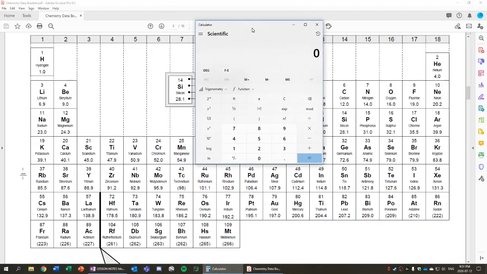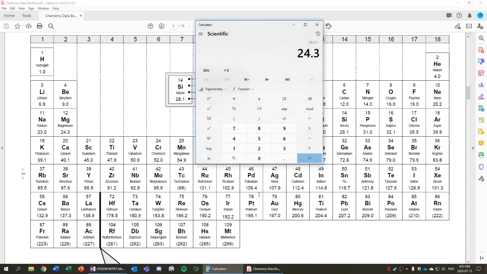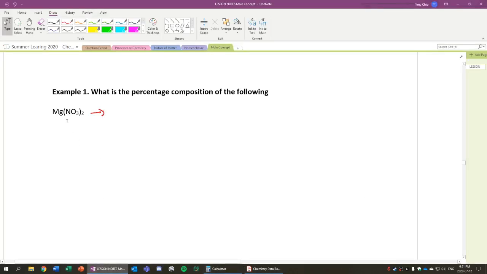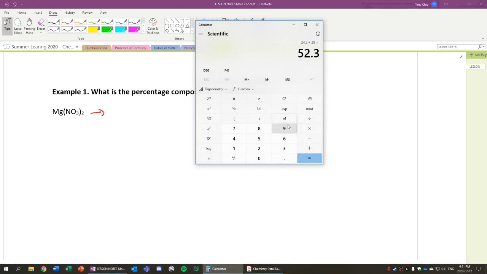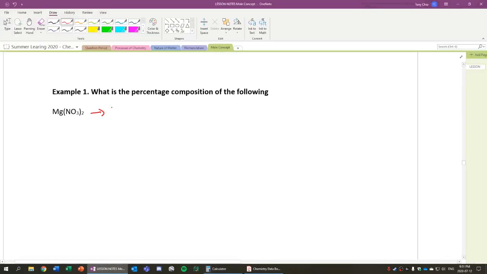Well, if you look at this, Mg has a molar mass of 24.3, plus we have 2 nitrogens, so plus 28. And we have 6 oxygens, so we're going to add, in this case, 6 times 16. 52.3 plus 96 is going to give you 148.3. So the total molar mass of this compound is 148.3.